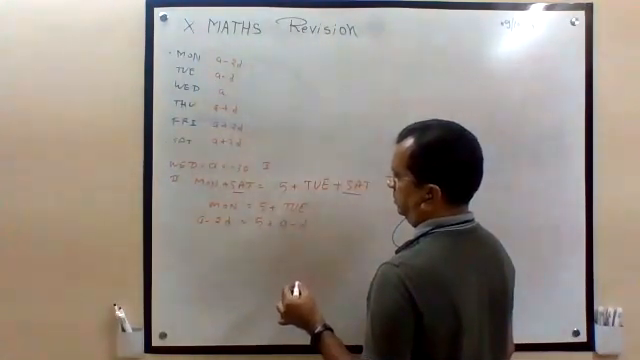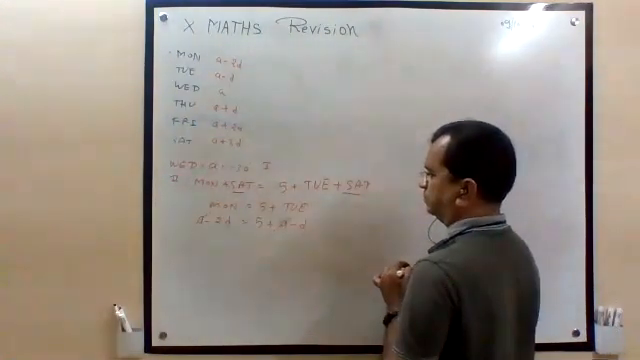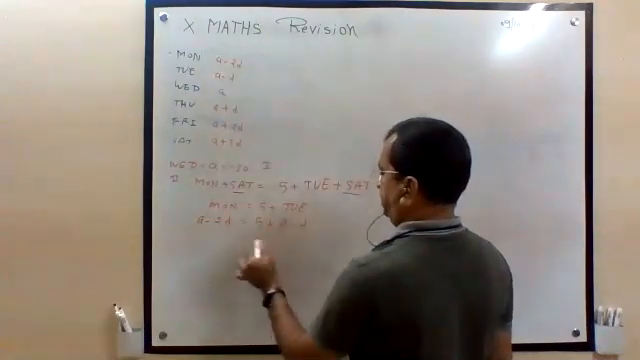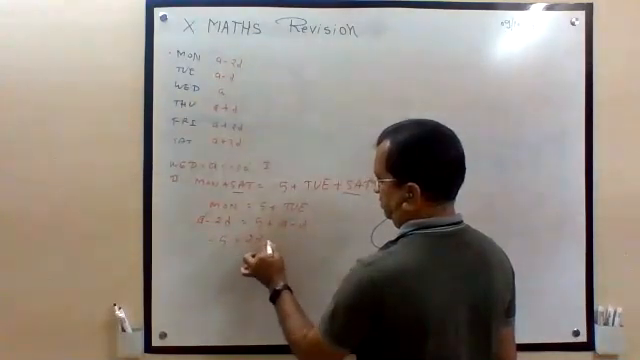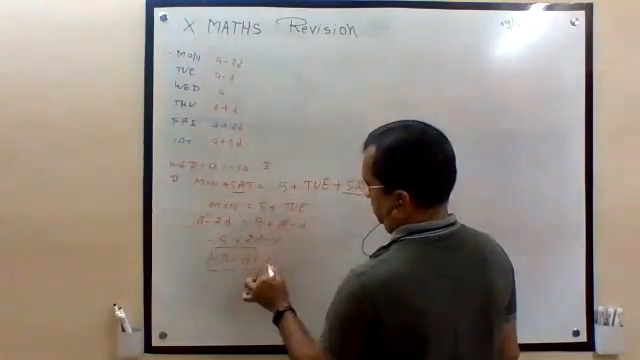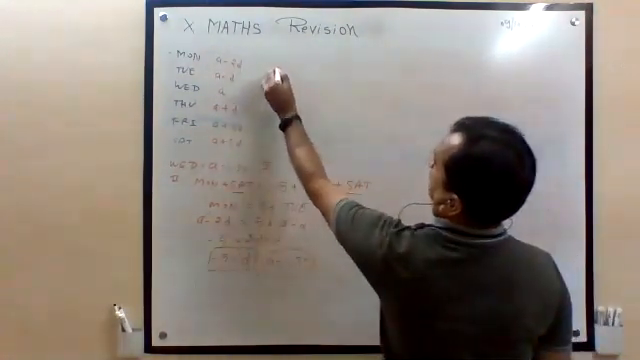So A also cancels. So I'll take this side, minus 5 this side, this will be plus. So D is equal to minus 5. A is equal to minus 30.